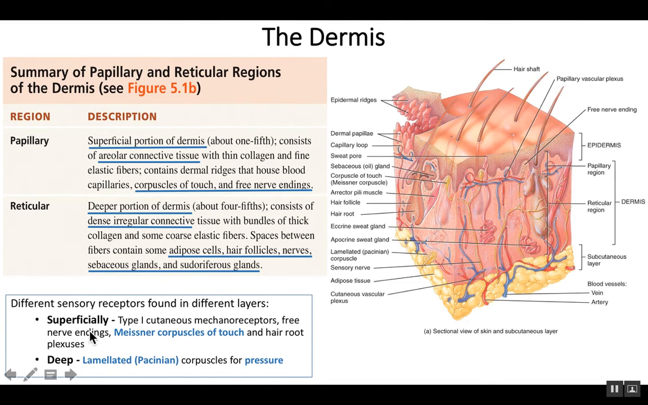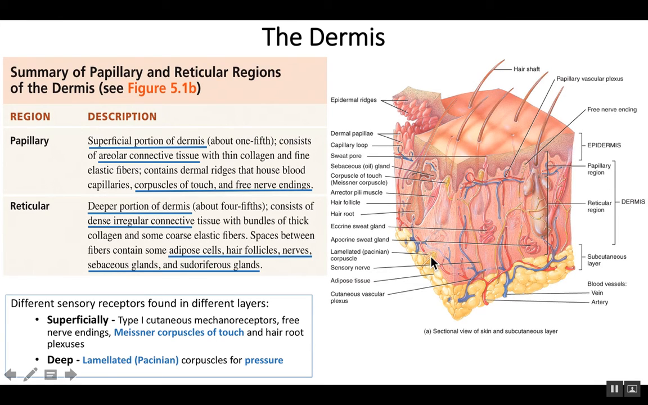So superficially, you find the Meissner corpuscles of touch. Those are touch sensors that are found up in these superficial areas of the papillary region. And then deeper down you go, you find more of the pressure sensors called lamellated Pacinian corpuscles. You find a lot of those on the bottom of your feet.